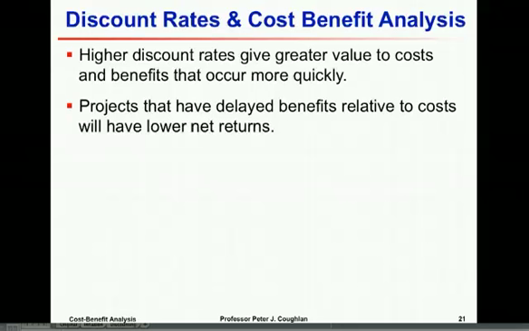And in general, that choice of rate, the higher the discount rate, this idea of being more present-focused, will give much greater value to costs and benefits that occur more quickly. And therefore, projects that have a delayed benefit relative to cost will have lower net returns. Benefits tend to come in the future, costs tend to come much more in the short term, benefits more in the long term. Well, the longer that long term is, the lower your net benefits or net returns are going to be.